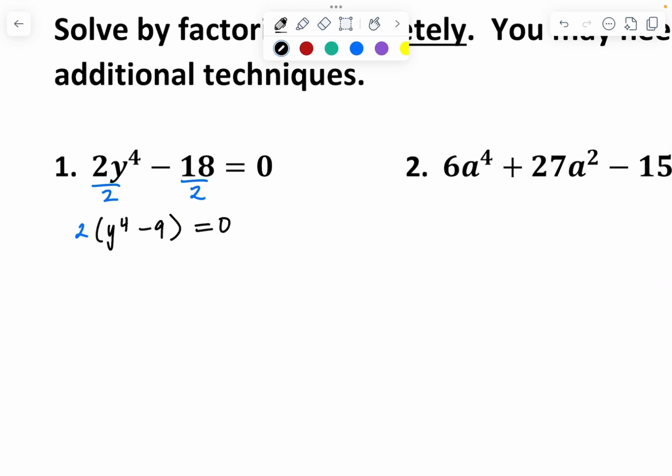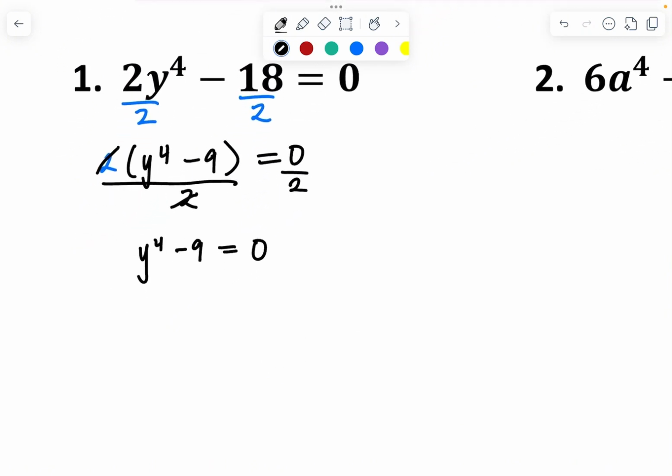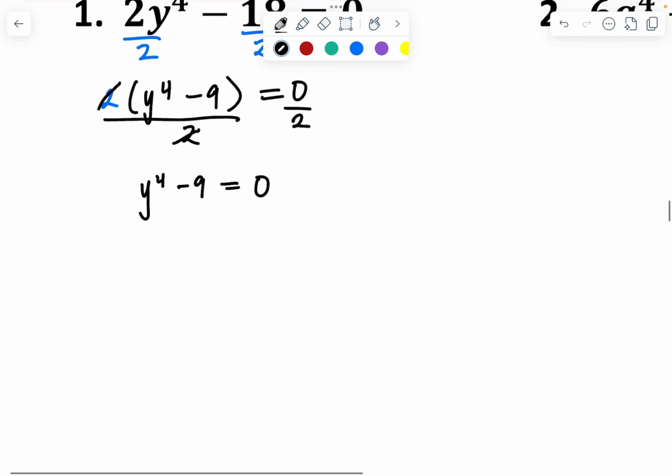Now, when you're solving an equation, if the GCF doesn't have a variable, it's not going to lead to a solution. And so technically you can ignore it. And so if we divide both sides by the 2, we end up with y to the 4th minus 9 equals 0. 0 divided by anything will still be 0. So that just simplifies things for us.